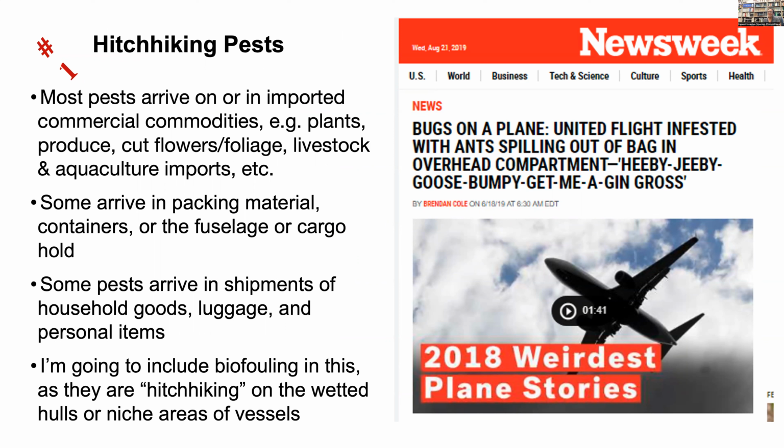So some things arrive in packing materials, in the container, in the fuselage, all of that, the cargo hold. Some things arrive in containers of household goods. And remember, those just get moved from the ship to the house site. And then I'm going to include biofouling in this. This is the stuff that grows on the wetted portions, the outsides of the vessels. Those are hitchhiking.